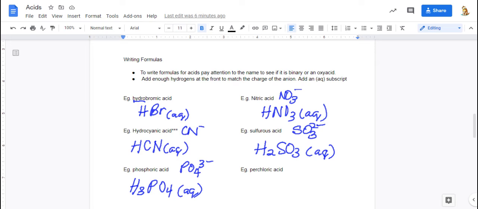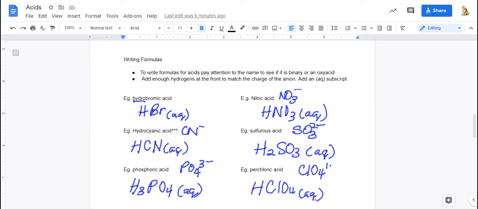Perchloric acid, perchloric. So this must mean I have the perchlorate ion, ClO4 1 negative. And because I have 1 negative, I only need 1 H. And I need an AQ.